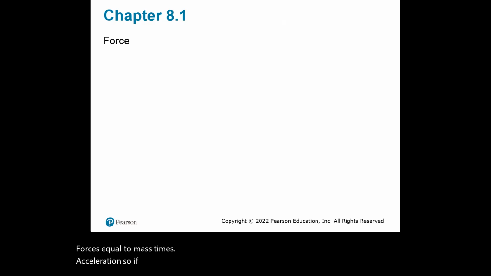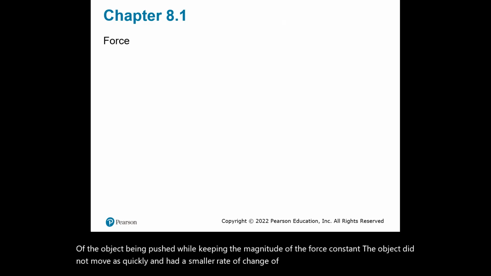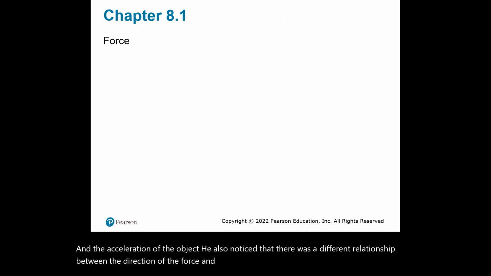So if you're looking at the book, Newton observed that as he increased the mass of the object being pushed while keeping the magnitude of the force constant, the object did not move as quickly and had a smaller rate of change of speed. Thus, Newton noticed that there was a direct relationship between the push, which is the force, and the mass of the object being pushed, and the acceleration of the object. He also noticed that there was a different relationship between the direction of the force and the direction of the acceleration.